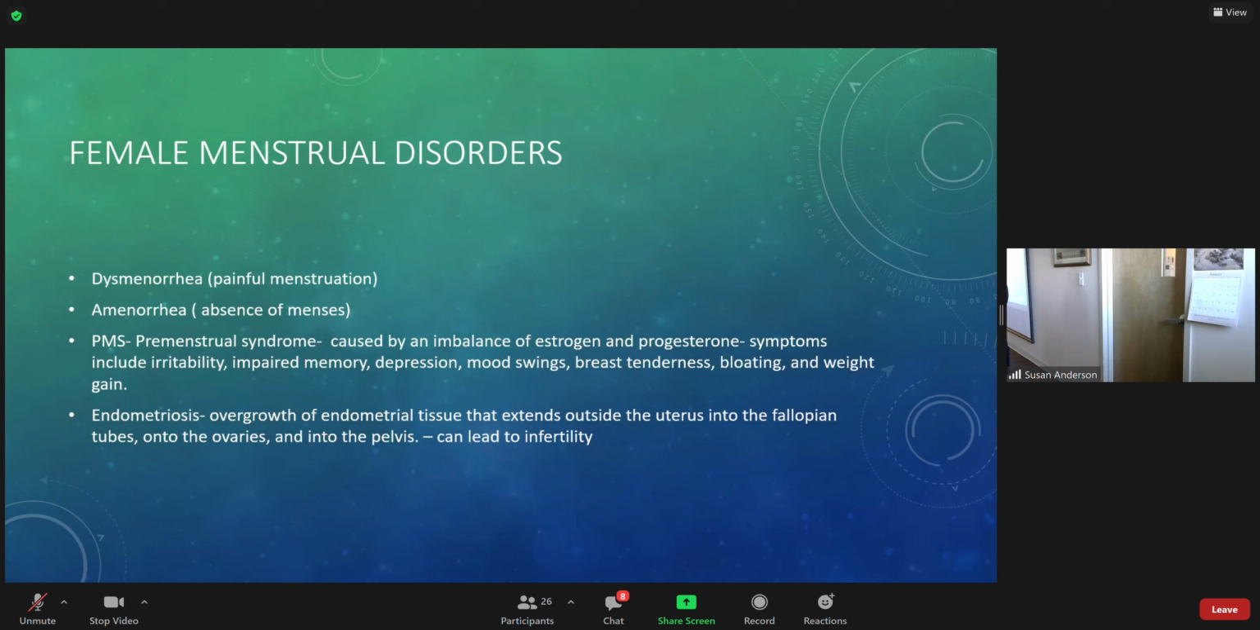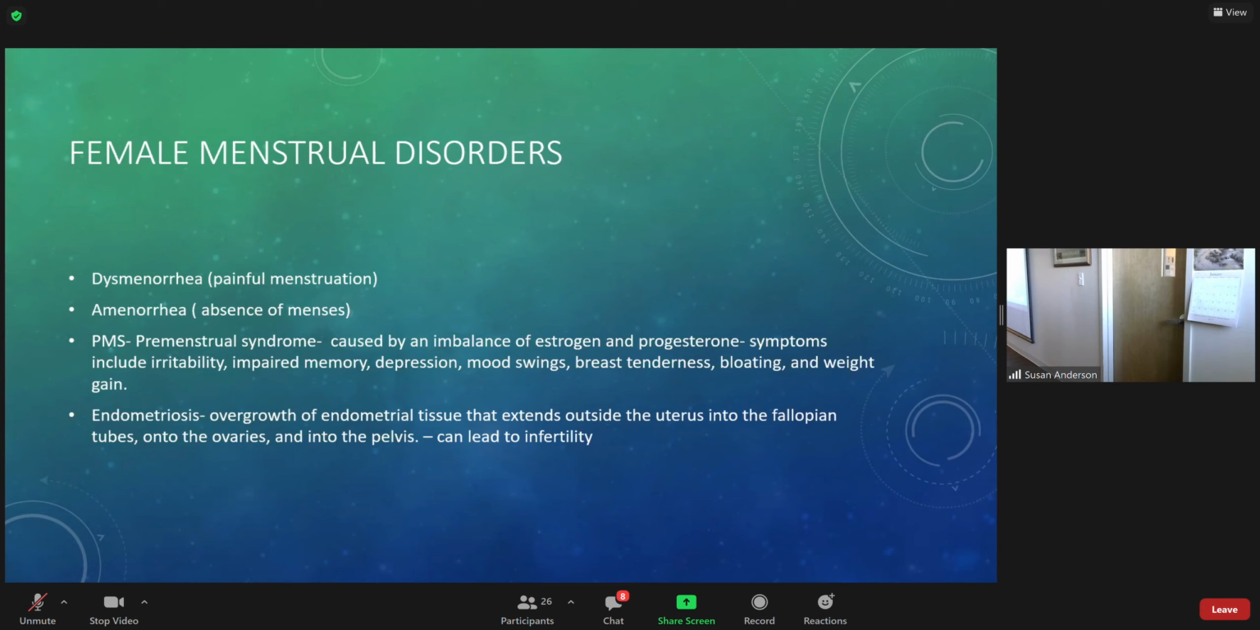What is endometriosis? That tissue has grown or spread abnormally into the fallopian tube, the ovaries, into the pelvis. Endometriosis, if it's severe enough, can lead to infertility. So it can make the patient infertile. So it can be a very stressful, significant problem.